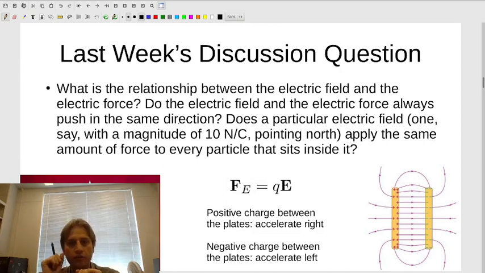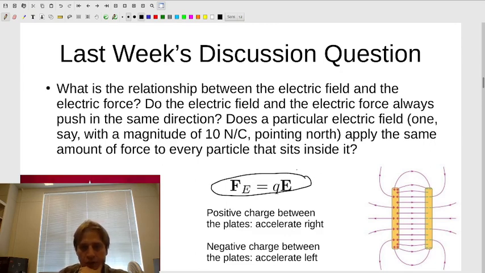But it's just a quantity. And then, do the electric field and the electric force always push in the same direction? So to say first, what is the relationship between the electric field and the electric force? It's this. The electric field is one object. The object that you're putting in the electric field has a charge Q and experiences an electric force. So the electric field is a different object, this thing hanging out in space, from the object that's experiencing the force.